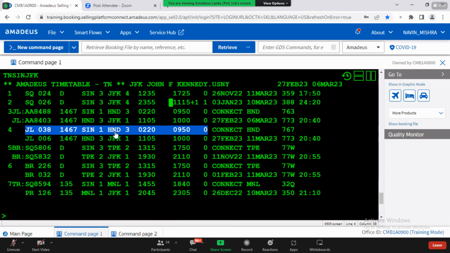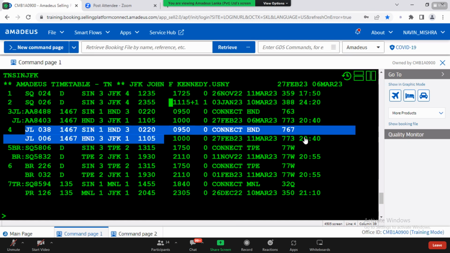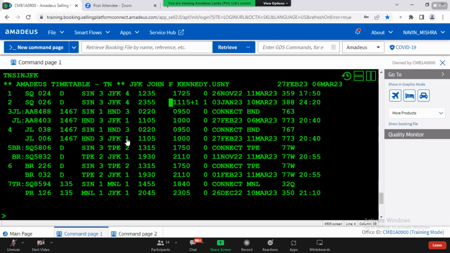The passenger departs Singapore, then connects at Tokyo Airport and then reaches John F. Kennedy. That is the reason both the flights are treated as connecting flights. This is the connection. Tell me, where is the connection between Singapore and John F. Kennedy? That's the Tokyo Airport. Okay.